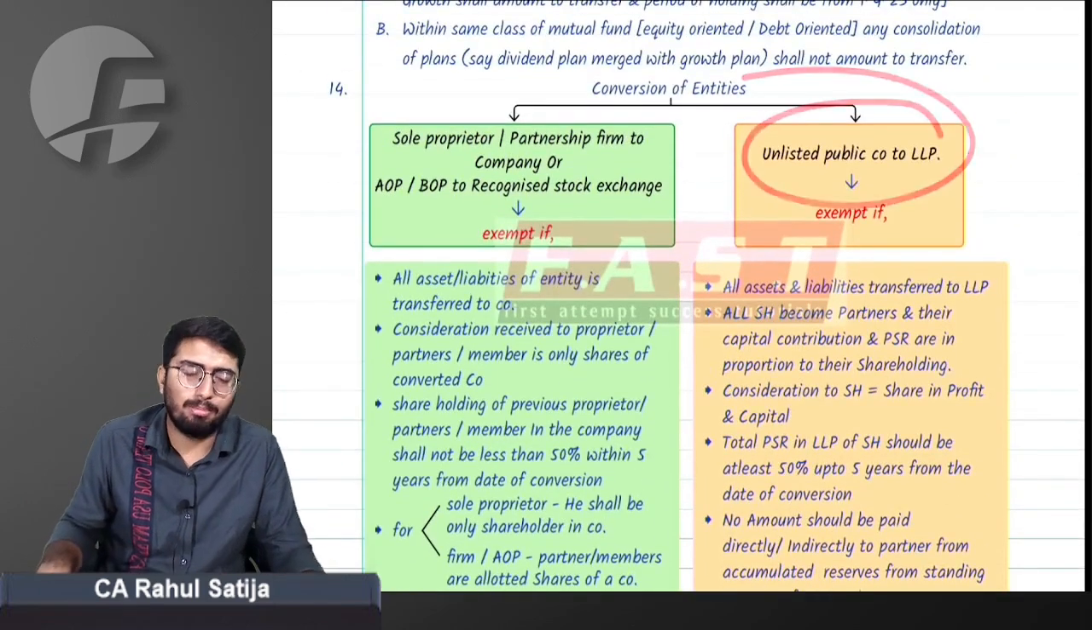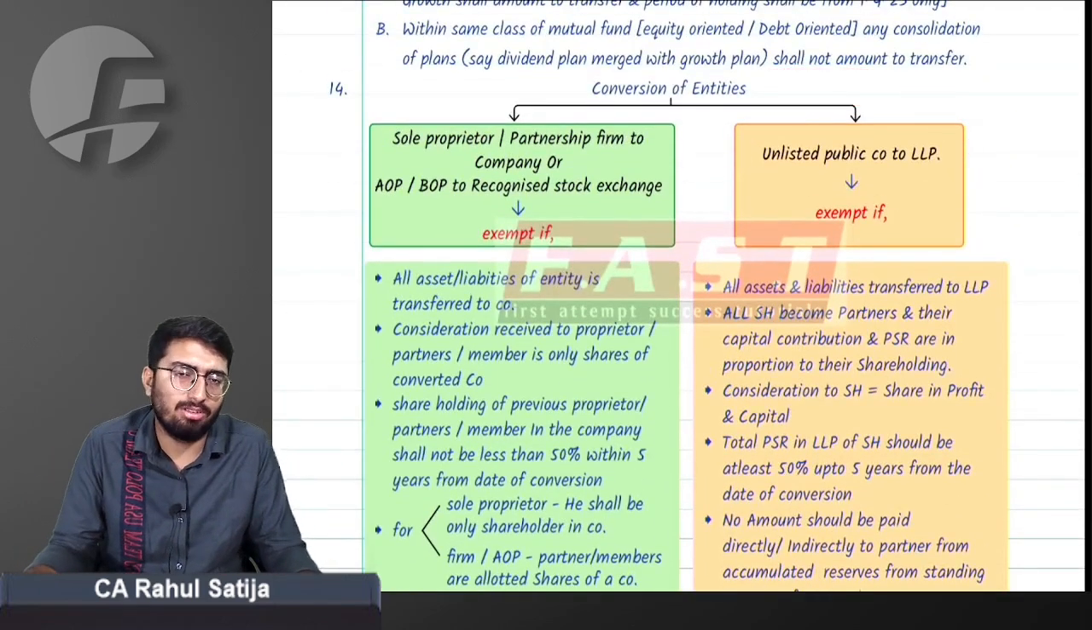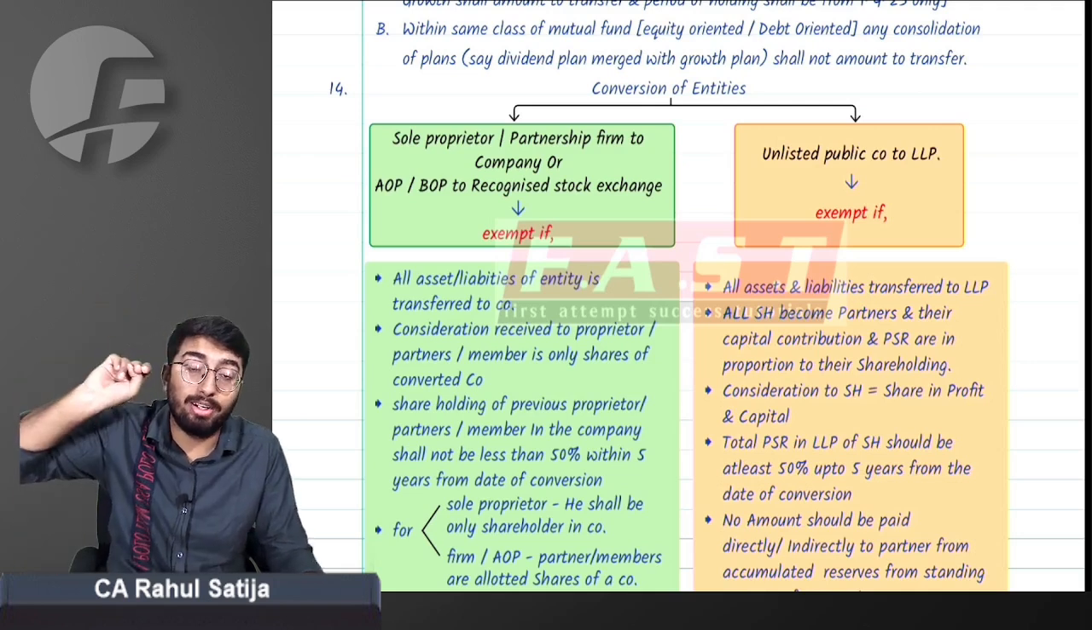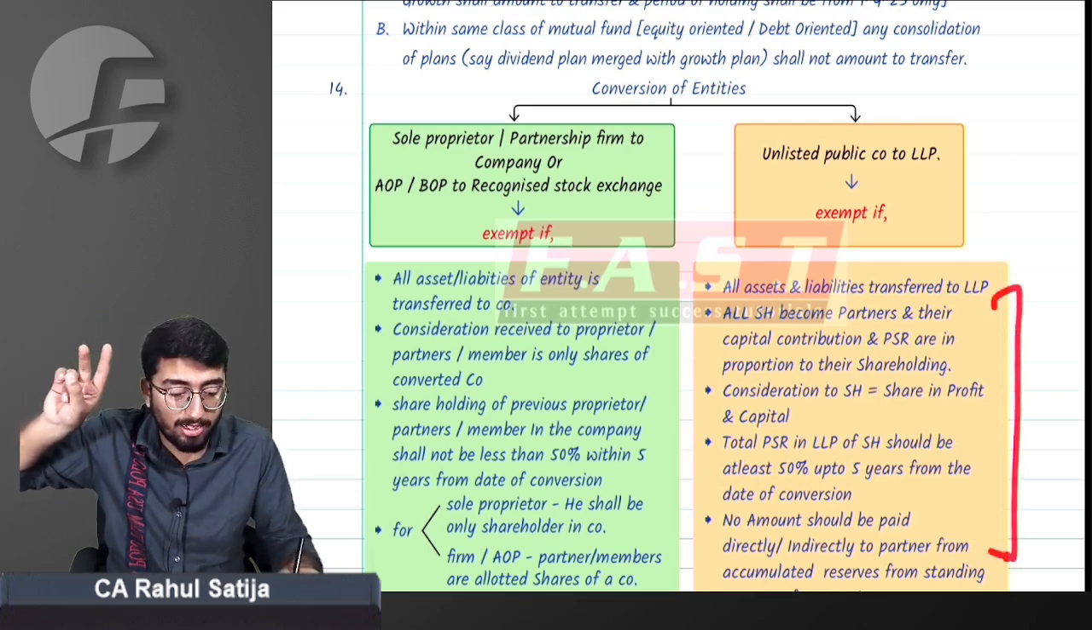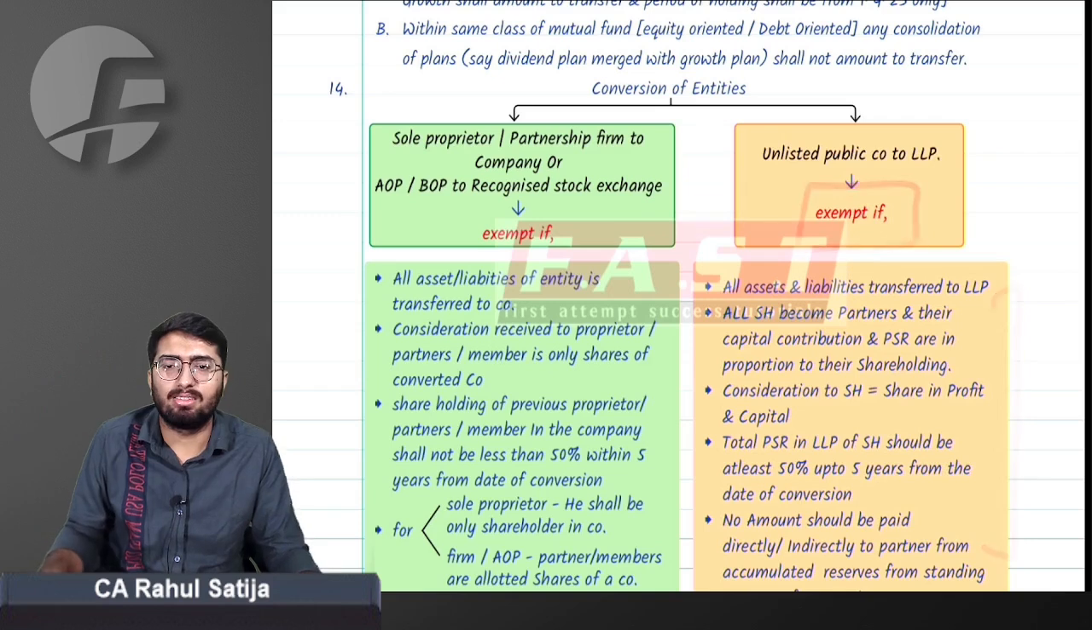Sir, what if an unlisted company wants to convert into LLP? Can it do so? Sir, first of all, it has to comply with two conditions to get converted, and it has to comply with four other conditions to remain exempted from tax.